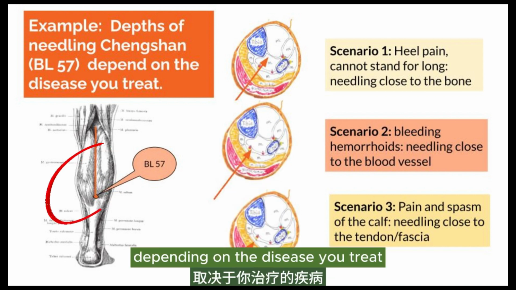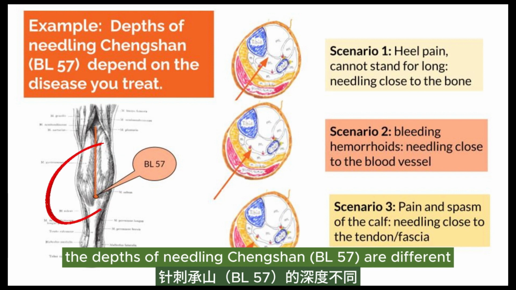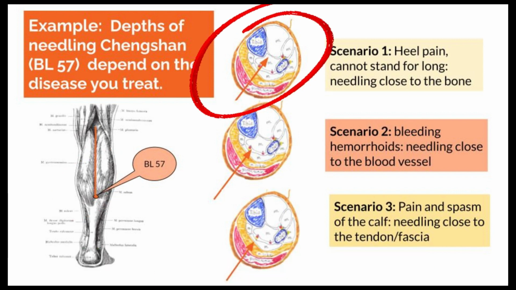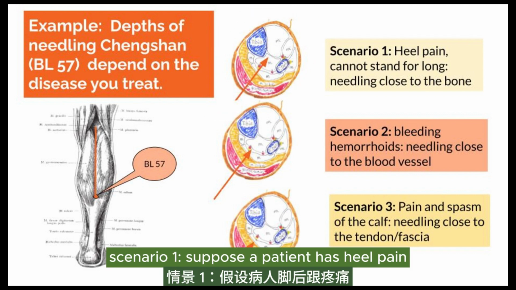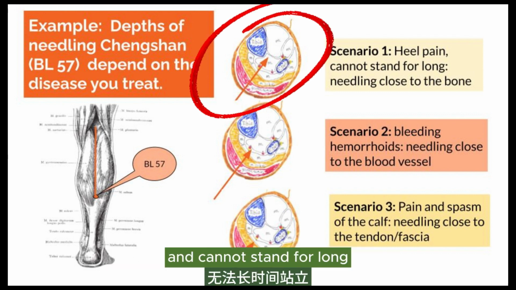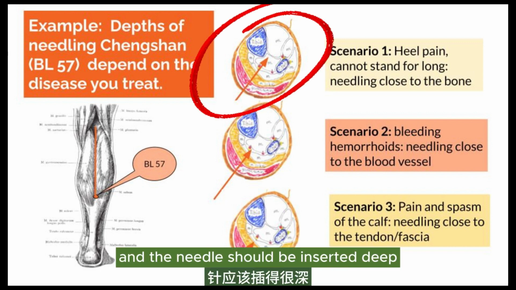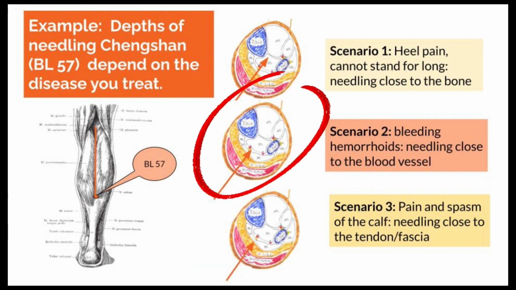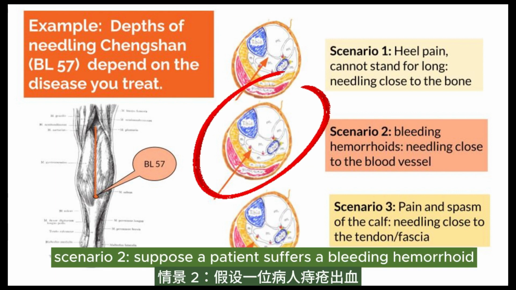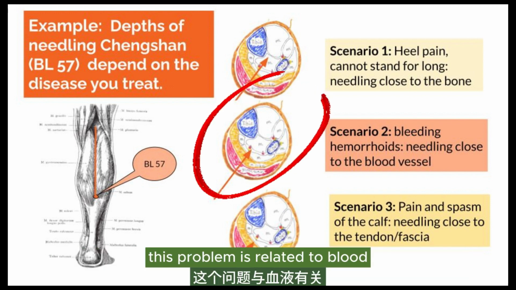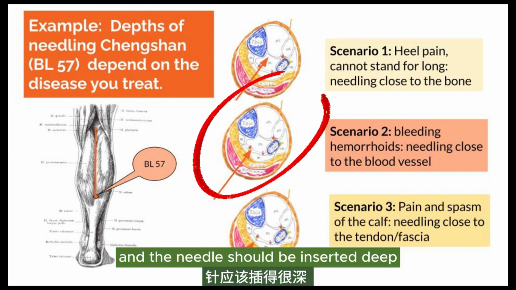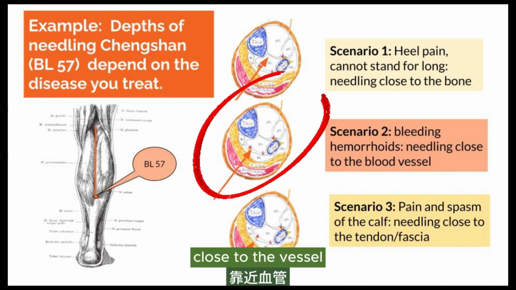Depending on the disease you treat, the depths of needling Chengshan BL57 are different. Scenario 1. Suppose a patient has heel pain and cannot stand for long. This problem relates to the kidney, and the needle should be inserted deep, close to the bone. Scenario 2. Suppose a patient suffers a bleeding hemorrhoid. This problem is related to blood, and the needle should be inserted deep, close to the vessel.